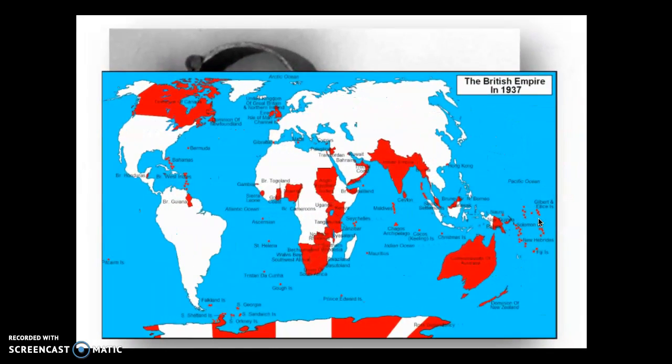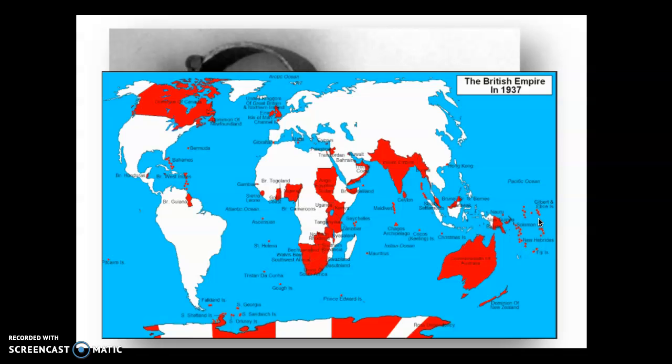So looking at our map of the British Empire, and we're focusing on the British Empire because the 13 colonies were part of the British Empire. Great Britain was really the last of the major European countries to get involved with exploration. They were the last, but they were, I think, by far the most successful.